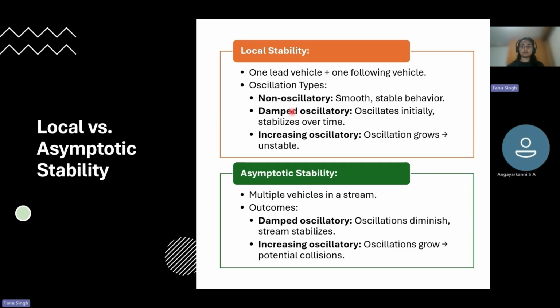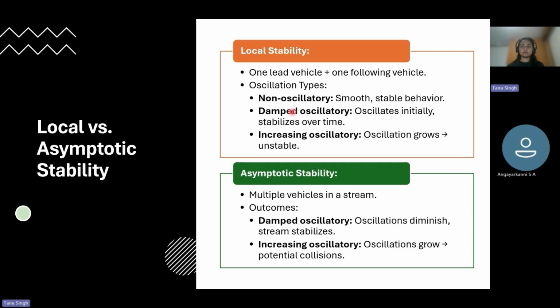some oscillation occurs initially but diminishes over time, eventually it stabilizes. And third is increasing, where oscillation grows larger over time, which is a sign of instability.